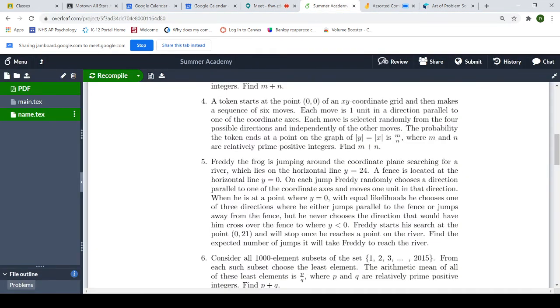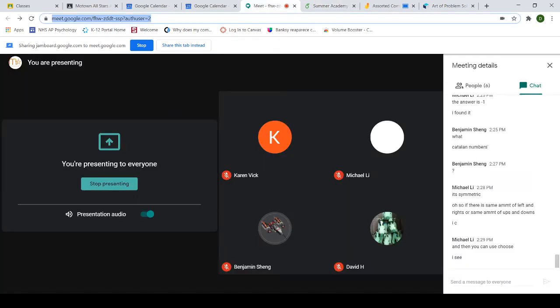Problem 5. Freddy the Frog is jumping around the coordinate plane, searching for a river, which lies on the horizontal line y equals 24. A fence is located on the horizontal line y equals 0. On each jump, Freddy randomly chooses a direction and then jumps in that direction. And once he reaches y equals 0, he cannot go beyond y equals 0 and must either go up, left, or right. And then we want to find the expected number of jumps that Freddy takes to reach the river.